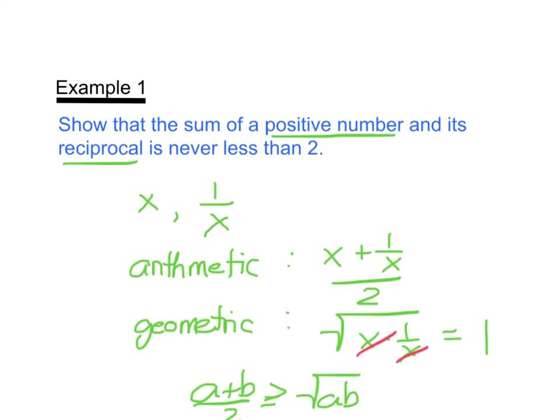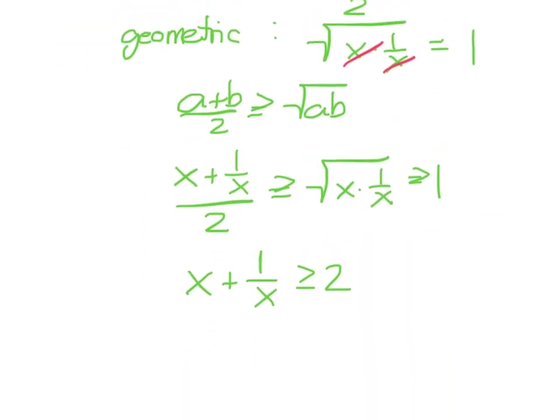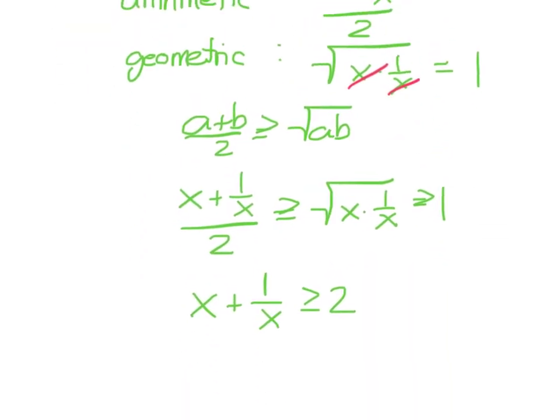Remember what the statement is. The statement was: show that the sum of a positive number and its reciprocal is never less than 2. Well, what we've shown is that the sum of a number and its reciprocal, which is on the left-hand side, is greater than or equal to 2. That means the minimum value for this expression on the left has to be 2.